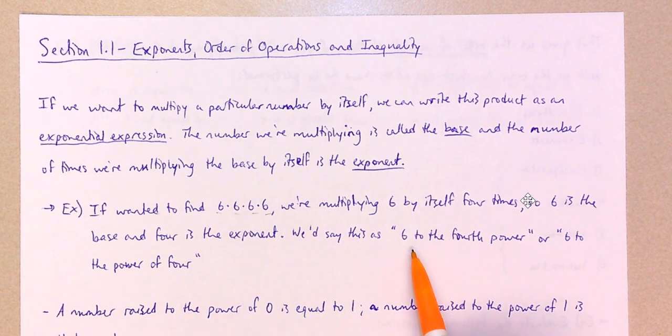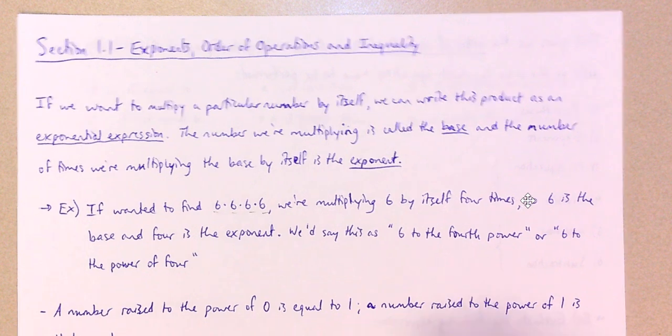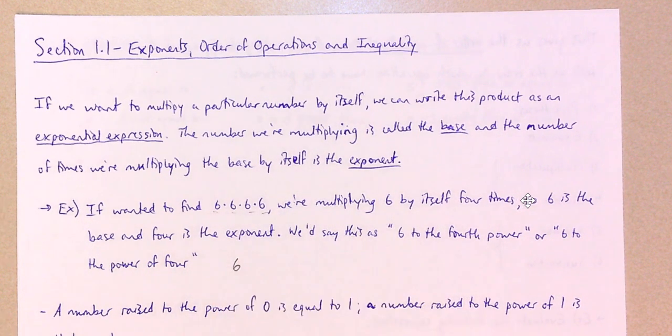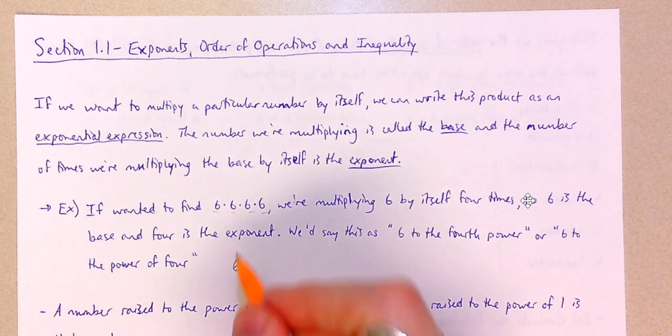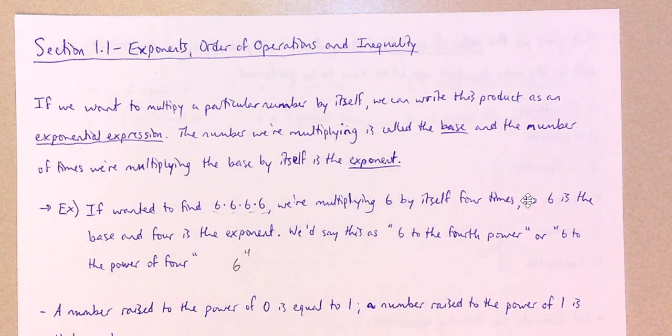So we'd say this as 6 to the 4th power, or 6 to the power of 4. And the way that we would write this is our base, 6, and then in the upper right-hand corner, we're going to put the exponent of 4. So that's how we would write 6 times 6 times 6 times 6.